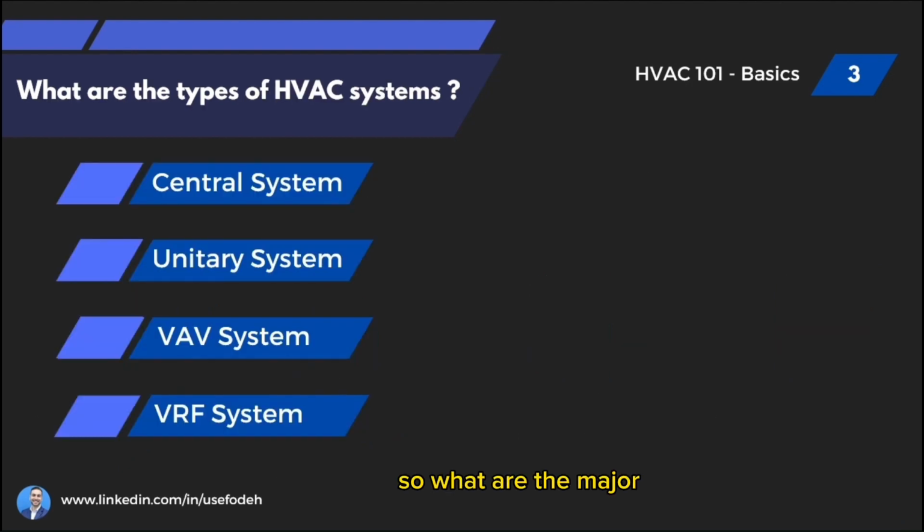So what are the major types of HVAC systems available in the market? The first are the central system, unitary system, VAV, and VRF. These will be explained thoroughly.